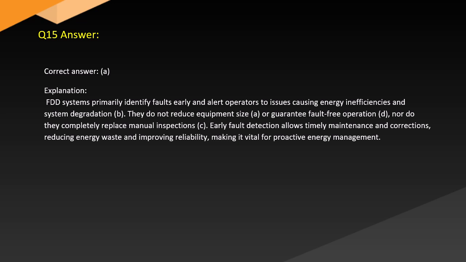Answer. Correct answer: A. Explanation. FDD systems primarily identify faults early and alert operators to issues causing energy inefficiencies and system degradation. B. They do not reduce equipment size or guarantee fault-free operation. D. Nor do they completely replace manual inspections. C. Early fault detection allows timely maintenance and corrections, reducing energy waste and improving reliability, making it vital for proactive energy management.